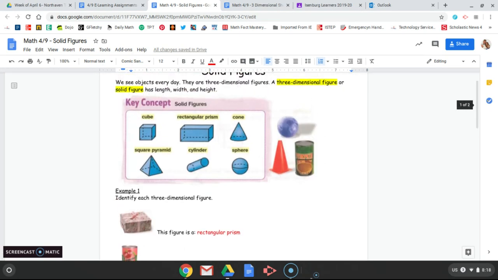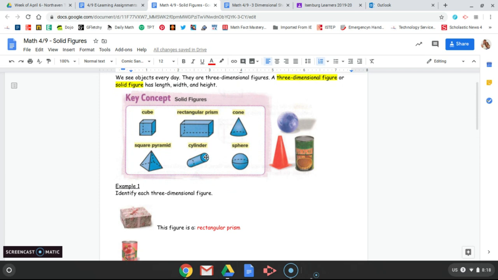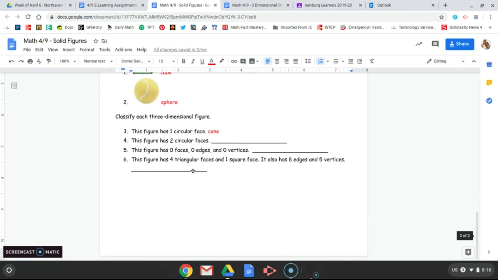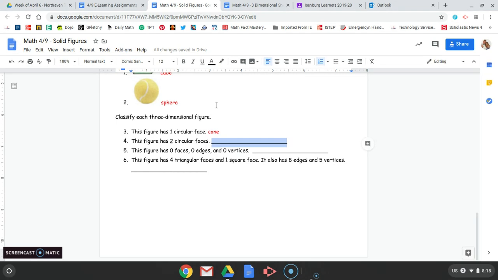Number 4, this figure has 2 circular faces. Oh, I just said that one. So if you look back up, our cylinder has 1 on top and 1 on the bottom. So a three-dimensional figure with 2 circular faces is a cylinder.